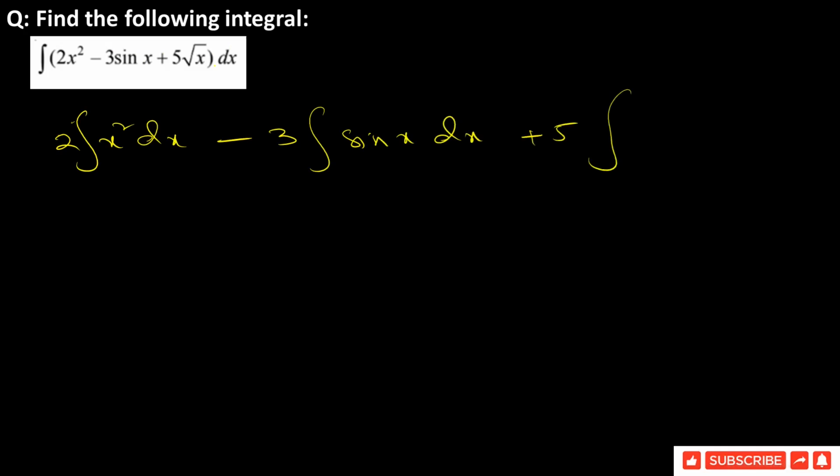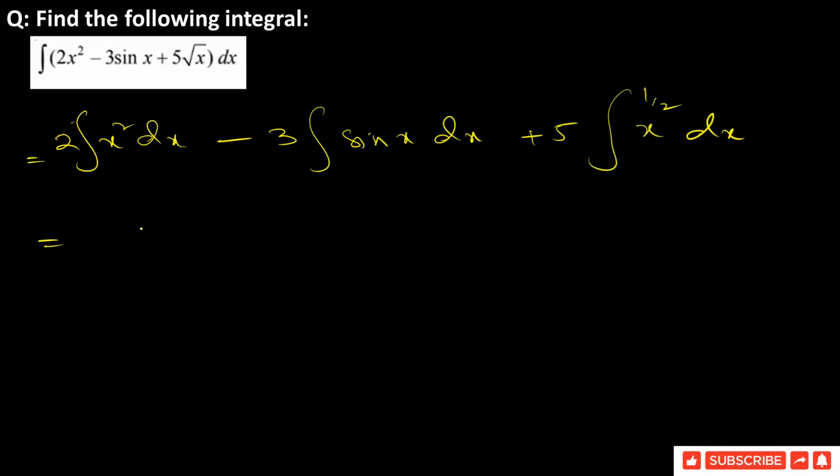We can open the bracket whenever we do not have any power on this function. We write here 2x squared dx minus 3 sine x dx plus 5 square root x. We can write that as x power 1 by 2 dx. Now we can integrate all these terms separately.